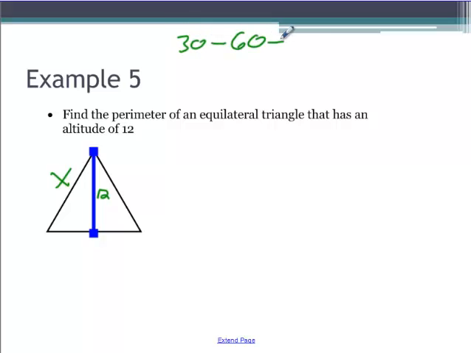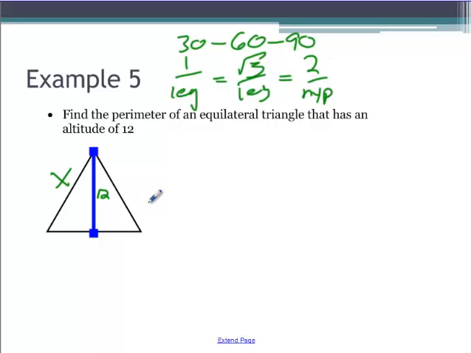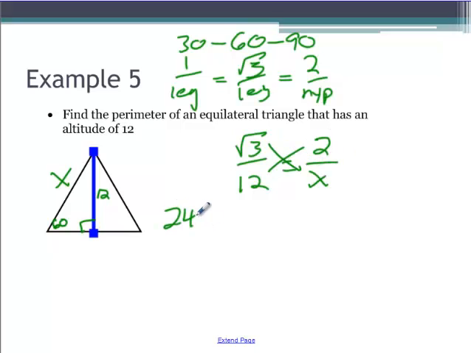So my proportion, based off my 30, 60, 90, 1 over leg, square root of 3 over leg, and 2 over the hypotenuse. So I know 12 is across from my 60-degree angle, and I know x is across from my right angle. Cross multiply, 24 equals square root of 3x. X is 24 over the square root of 3.